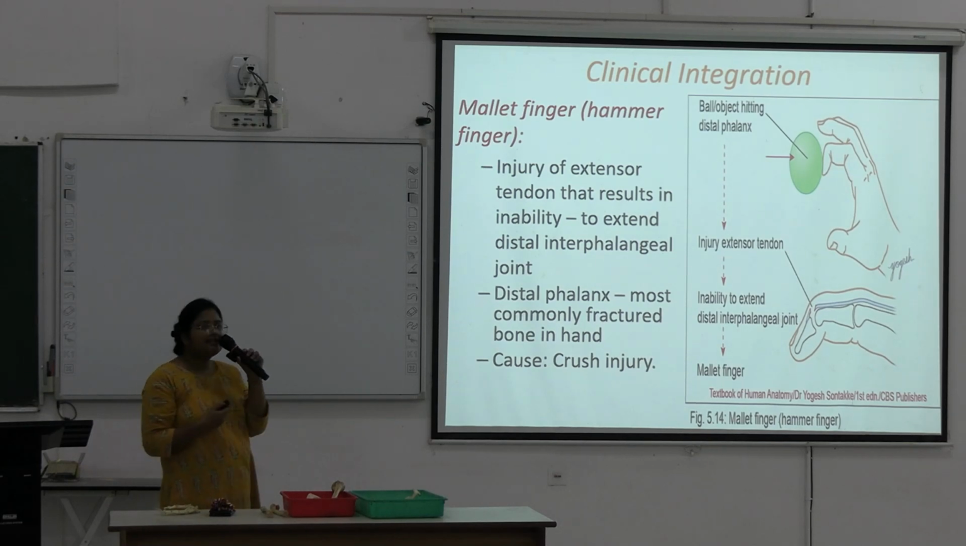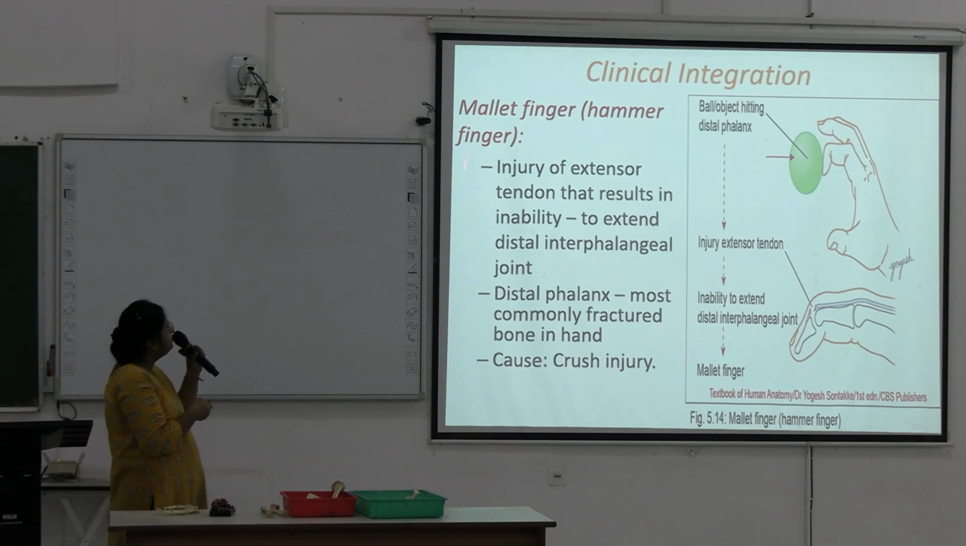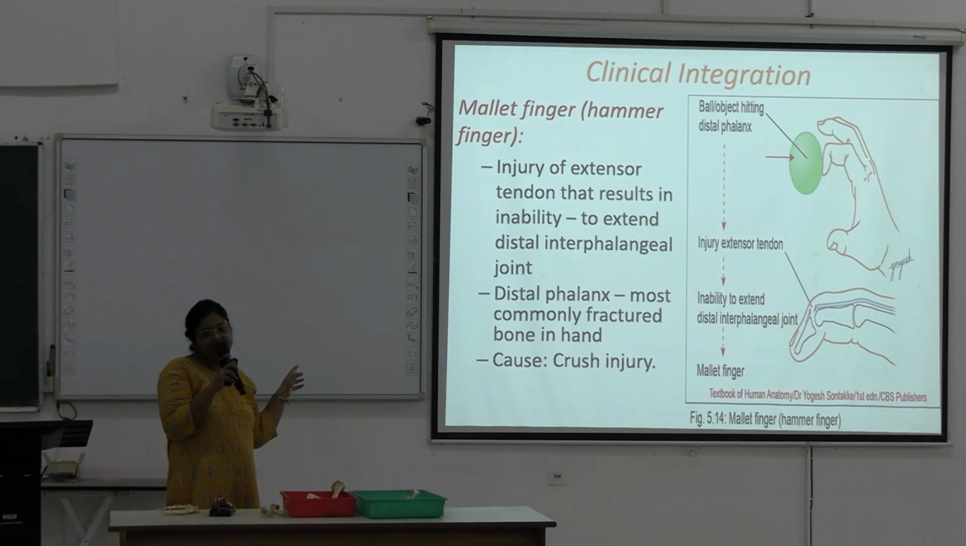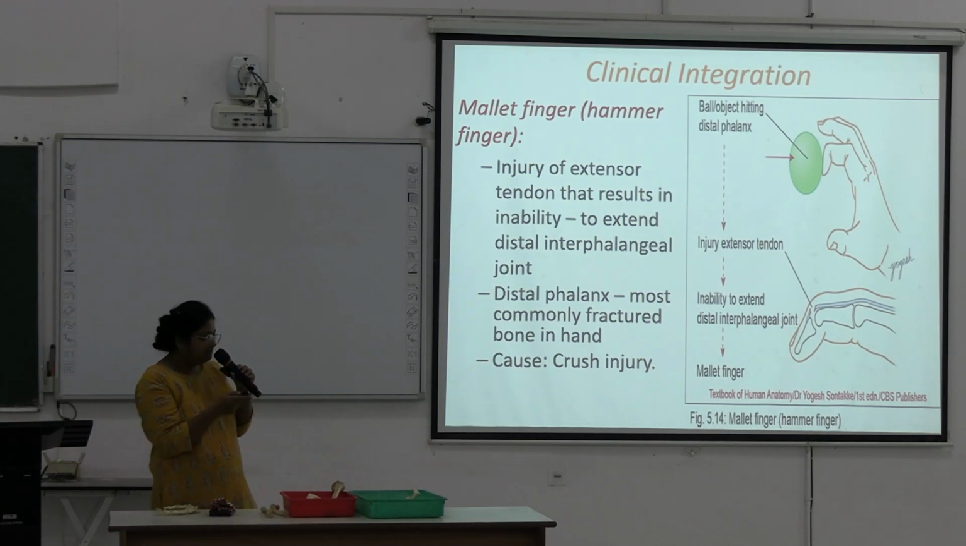Now, clinical aspects of these fingers. Mallet finger or hammer finger: these clinical aspects come as a short note, or as part of a long question. If some questions are asked from the palm, a small question for 2 marks or 3 marks can be given from this clinical aspect. Mallet finger occurs due to injury of the extensor tendon that results in inability to extend the distal interphalangeal joint.